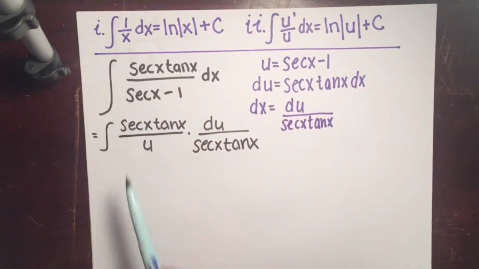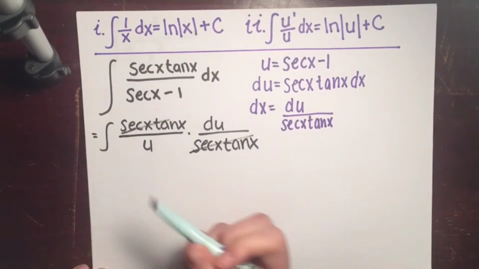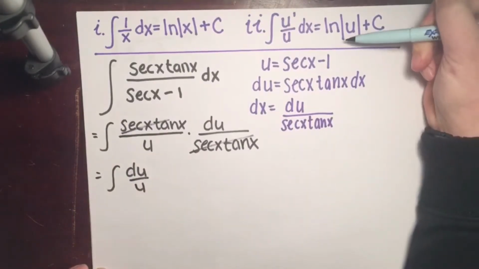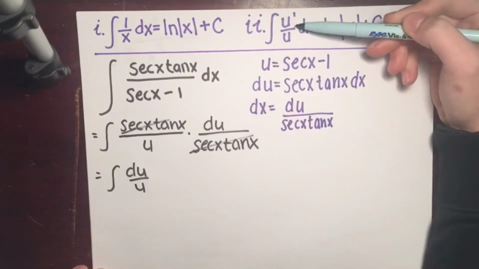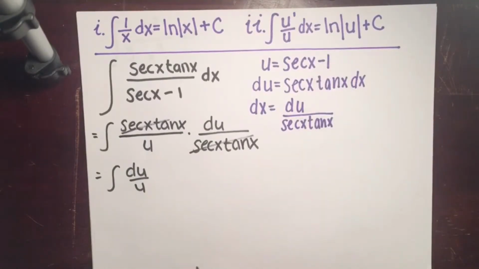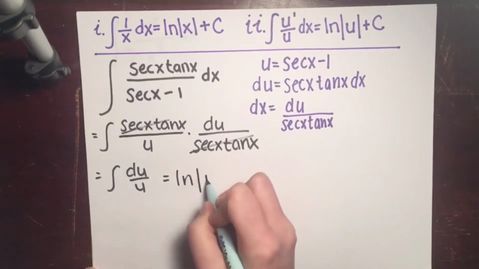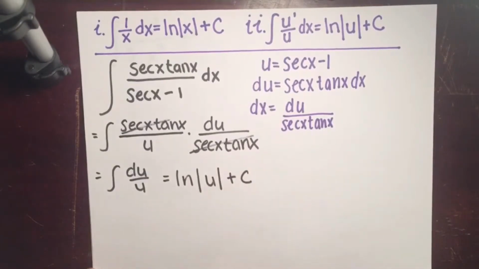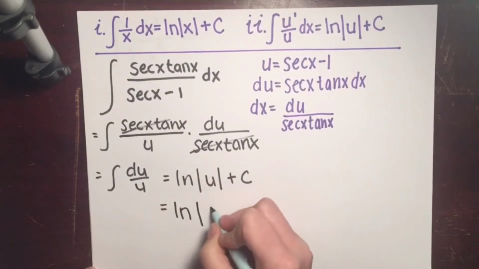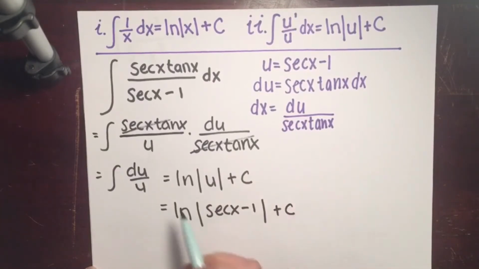Now if we take a look, secant x tangent x cancels out because it is in the numerator and the denominator. We are left with the integral of du over u, which is exactly what we want since du is the same thing as u prime. So the antiderivative is the natural log of the absolute value of u plus c. Now we back substitute for u, so we get for our answer the natural log of the absolute value of secant x minus 1 plus the constant of integration c.